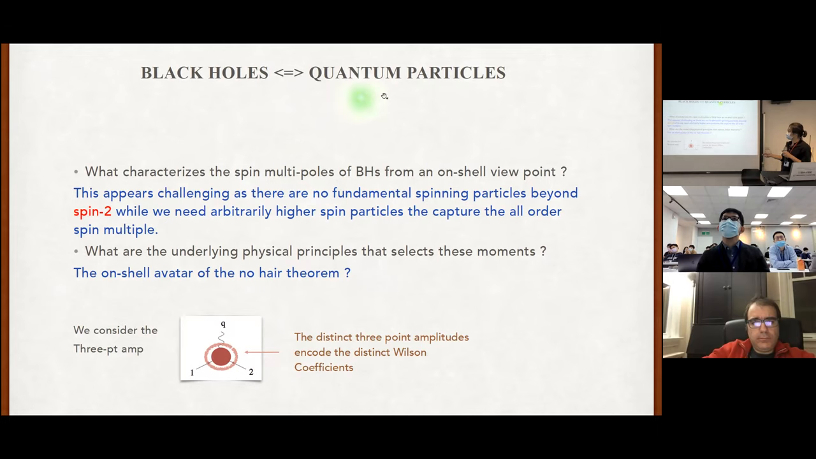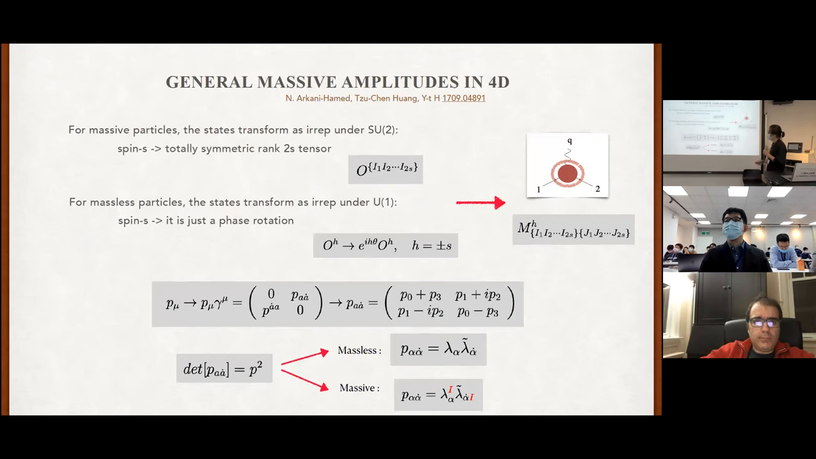The second question we realize is, what are the underlying physical principles that select these moments? In other words, what is special about C? If we can have an answer to that, then maybe we have some new understanding about an on-shell version of what the nonlinear theorem is saying. So to answer this question, we're going to look at a very simple object with just a three-point amplitude involving two spin-s particles and emitting a graviton. So this is very elementary since it's just a three-point amplitude, so we should be able to do this very simply. And we can characterize all the possible interactions in a completely on-shell way without introducing any notion of fields. And to do this, we're just going to use group theory.